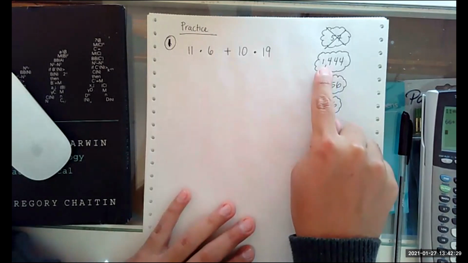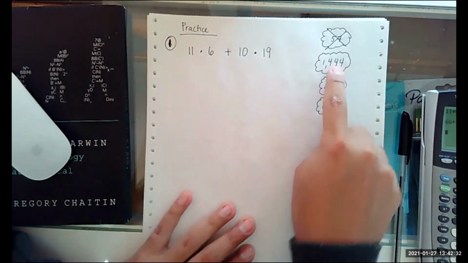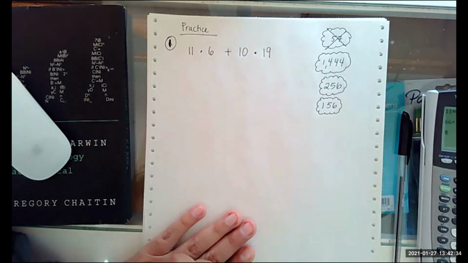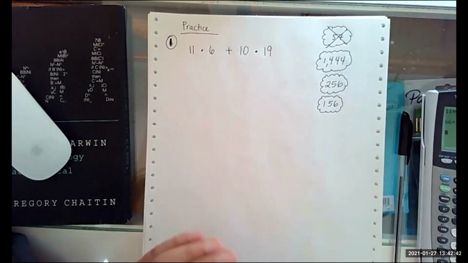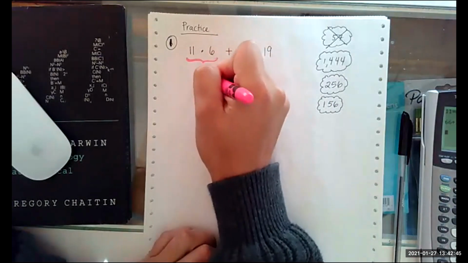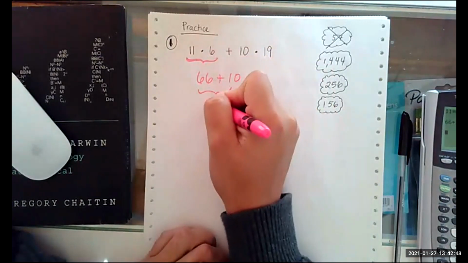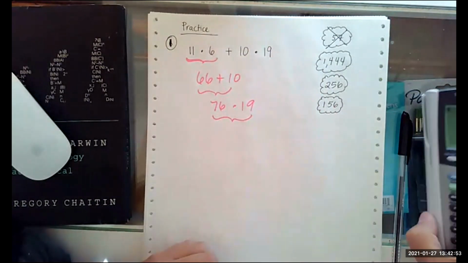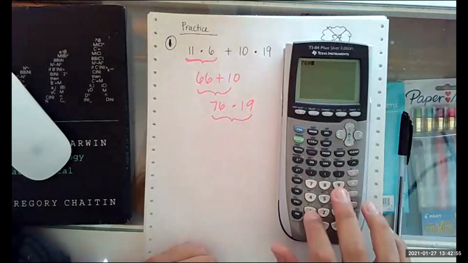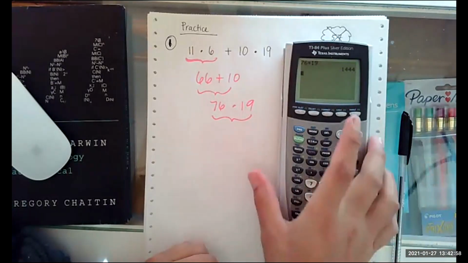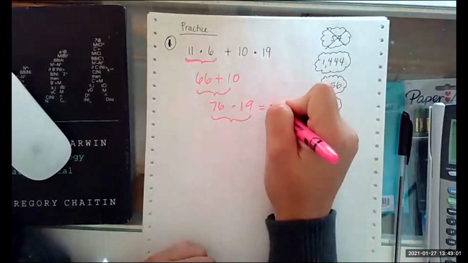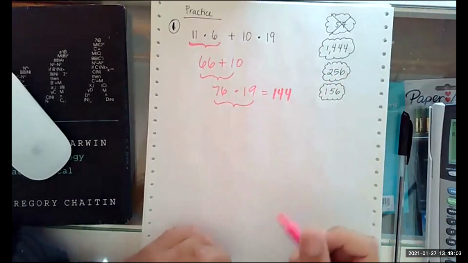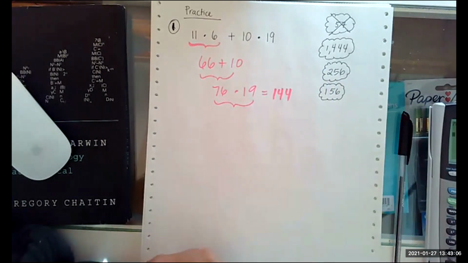So whoever got 1,444, how did you get this answer? Can you walk me through your process? Yes, I did 11 times 6, which was 66, plus 10 was 76, times 19. Right, and this one I'm going to throw into the calculator, because ain't nobody got time for that, right? 76 times 19, and we get 1,444. But I'm guessing you're supposed to do the multiplication and then add them. Yeah, something like that.